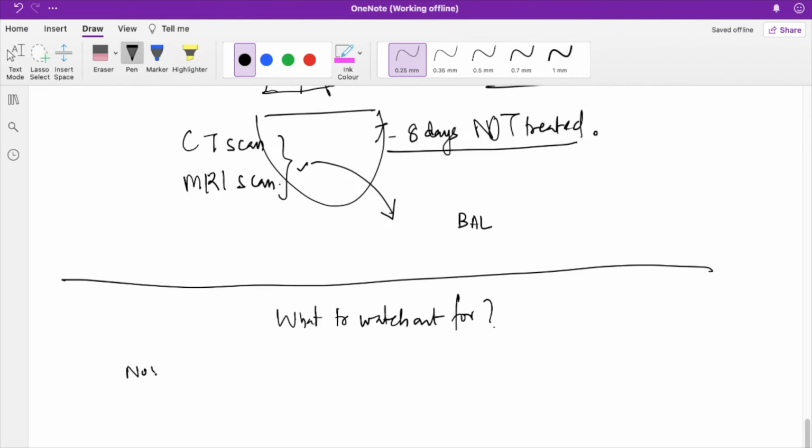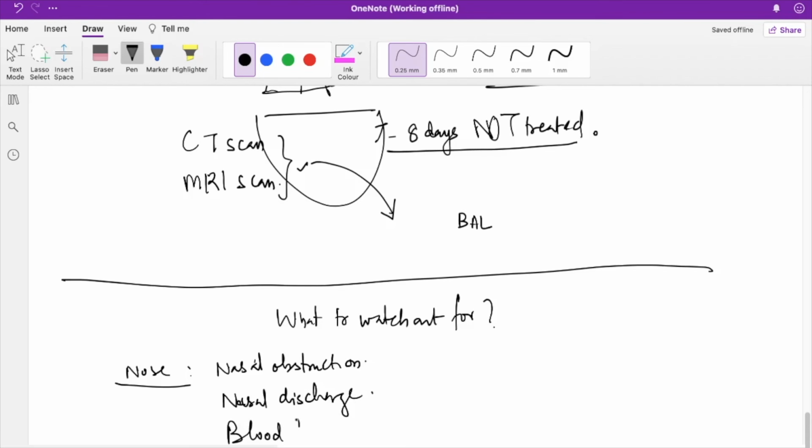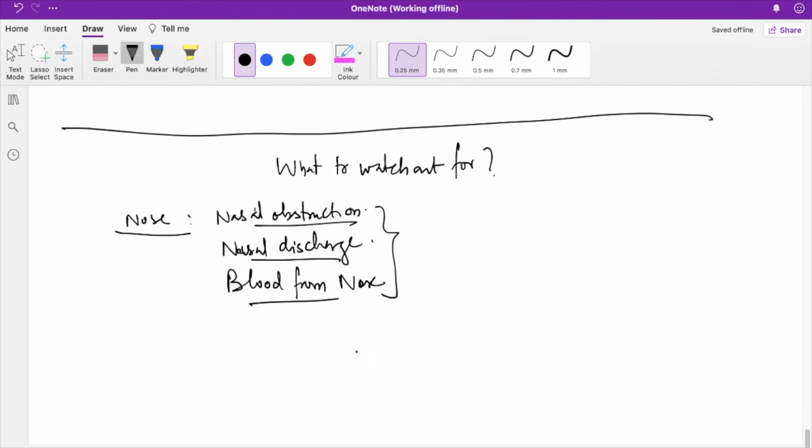First, it is entering through the nose. It will cause early symptoms in the nose that you must note. That is nasal obstruction, nasal discharge, and blood from the nose. These are all early symptoms and they need early medical attention, and you should consult a medical practitioner.